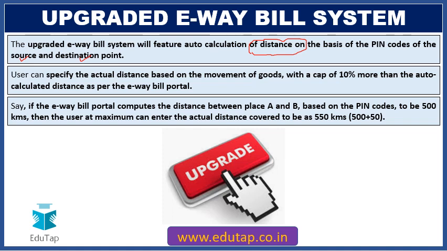Now the users or generators of the e-way bill can have a different distance from the auto calculated or auto generated one, but this distance cannot exceed 10% of the auto calculated distance. So suppose between two places A and B, the system automatically calculates the distance to be 500 km based on their pin codes. Now the generator of the e-way bill can enter the actual distance up to 550 km. So this 10% gap has been permitted.